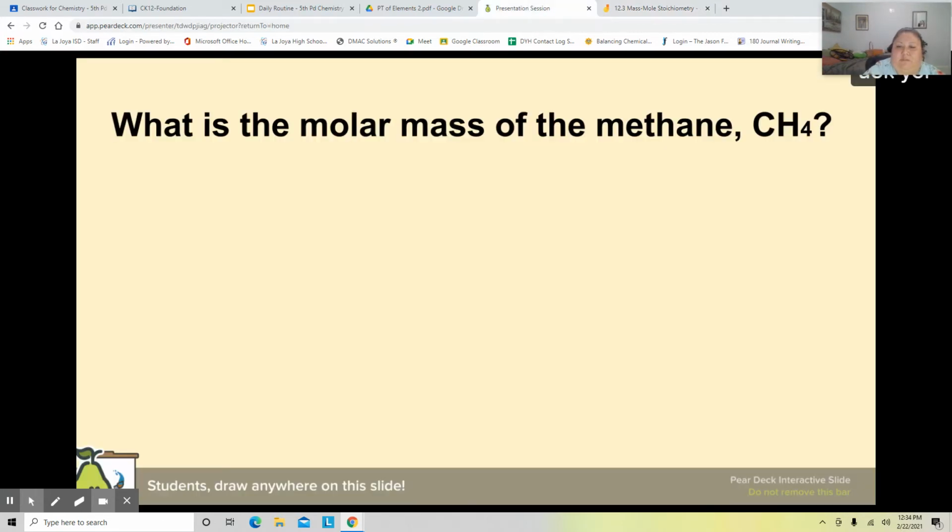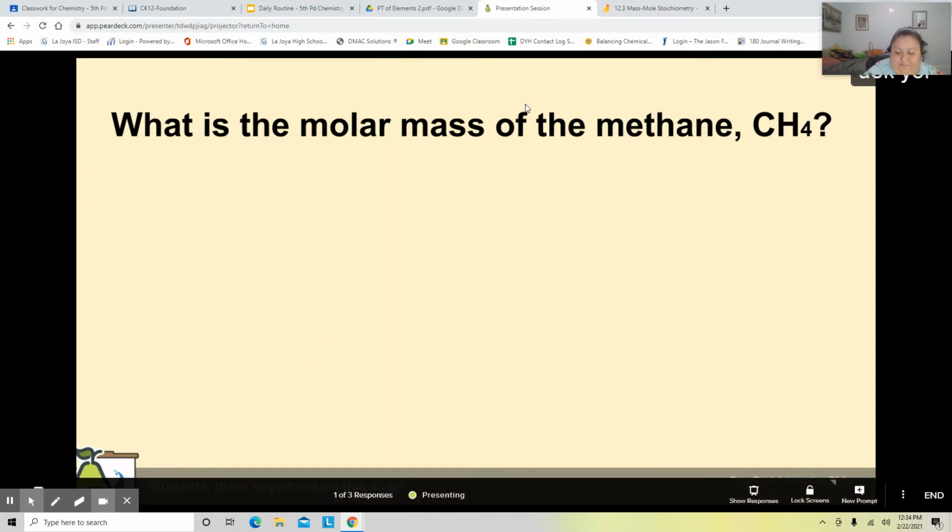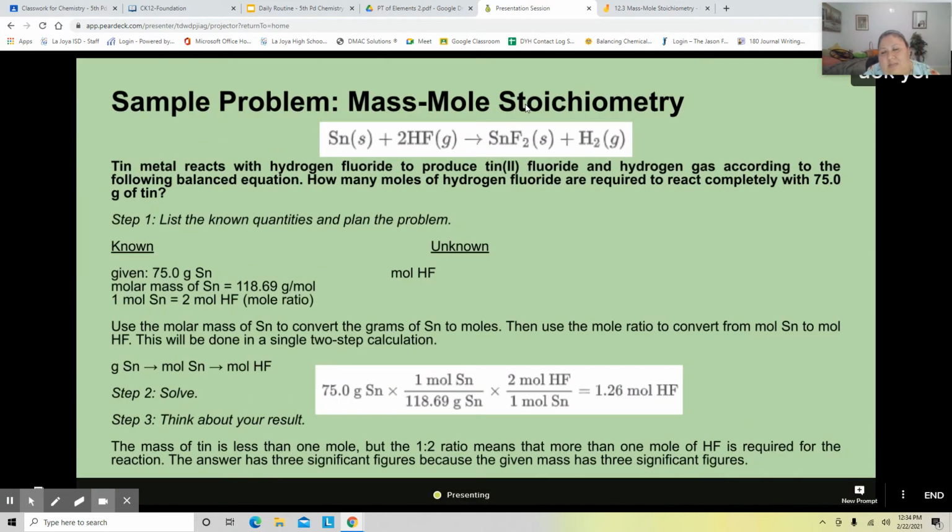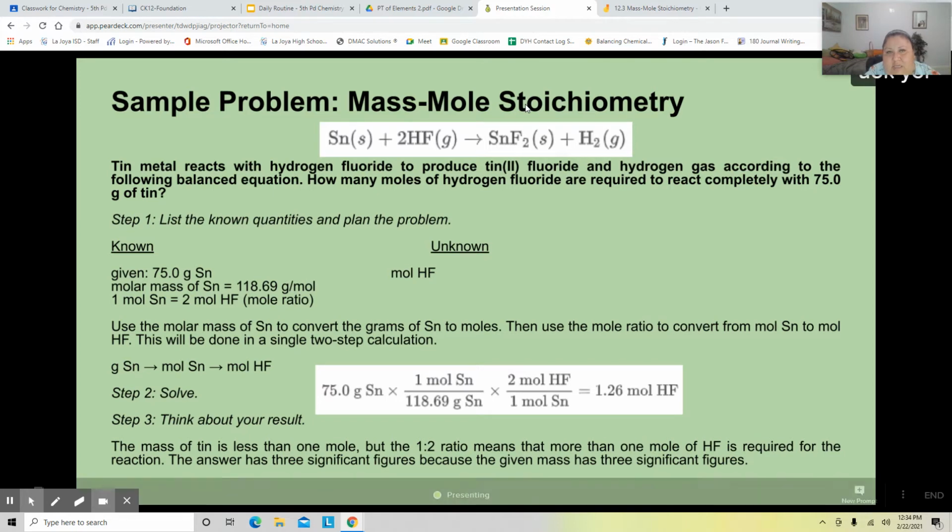All right, let's go back into the pear deck. So anytime you do stoichiometry, it's all about practice, practice, practice. The more you practice, the better you understand what's going on. So here's your first sample problem.